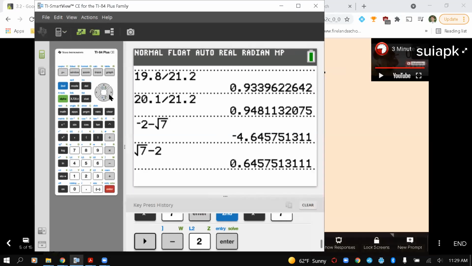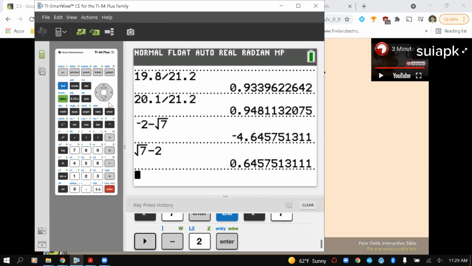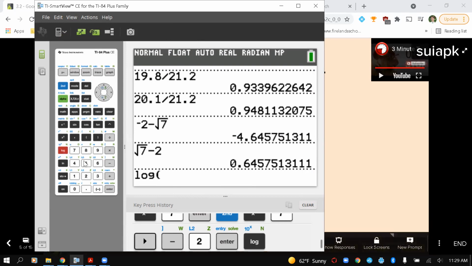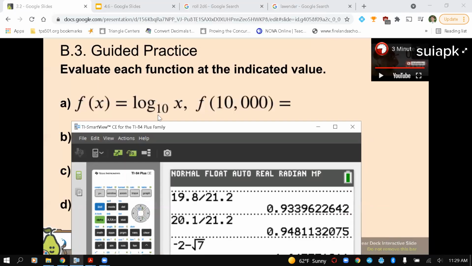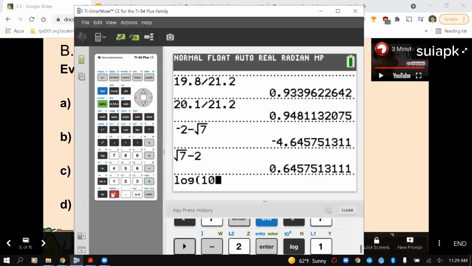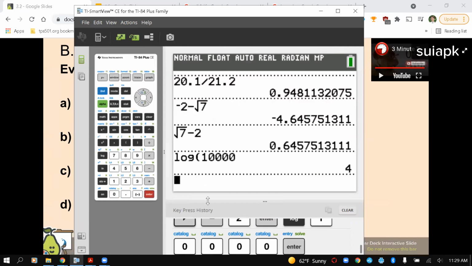Okay, here's how you do it. Whenever you take a log in your calculator, it will assume it is log base 10. So for the first one, you can do that straightforward. Log base 10 of 10,000, I could just do log of 10,000. Answer is 4.